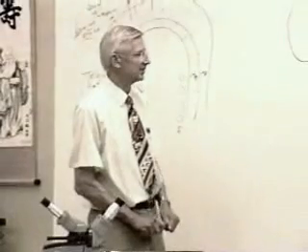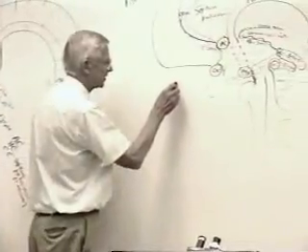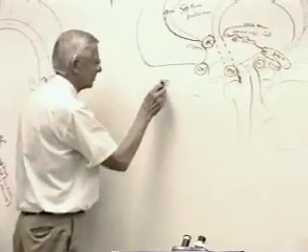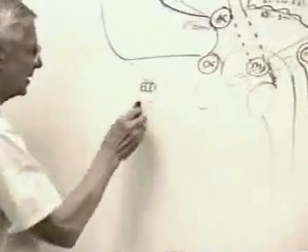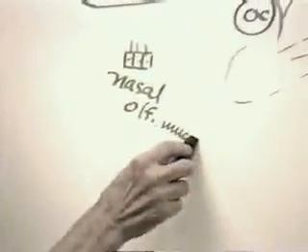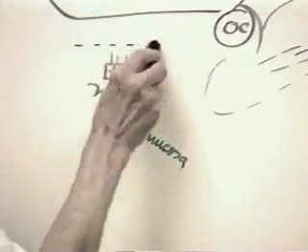Oh, the olfactory system begins with hair cells in the nasal olfactory mucosa that send their axons through perforations in the bone, the cribriform plate.